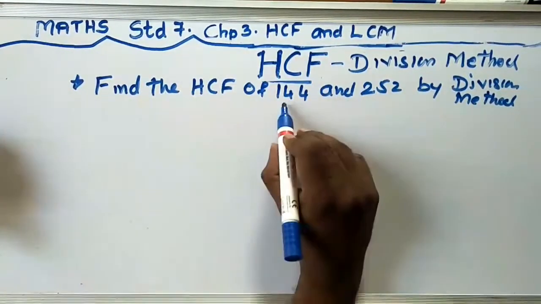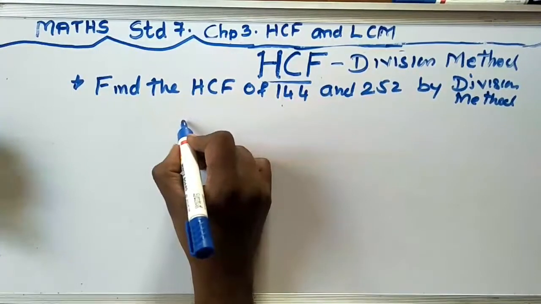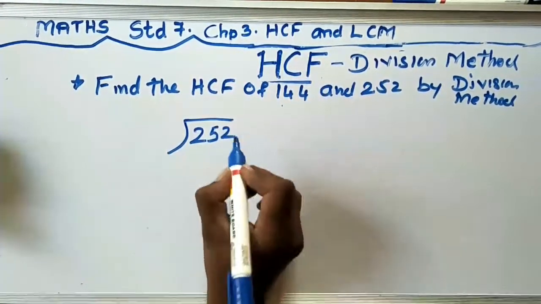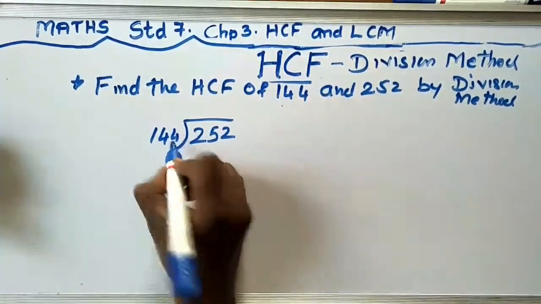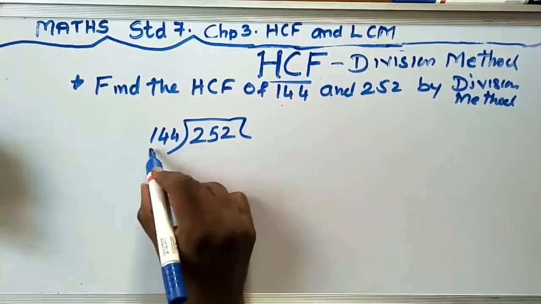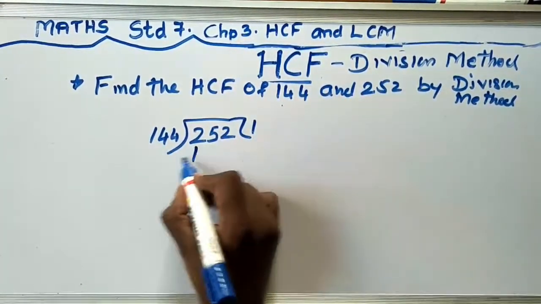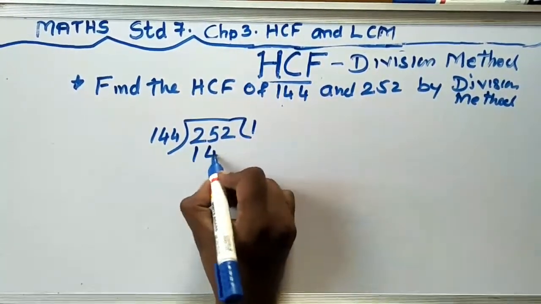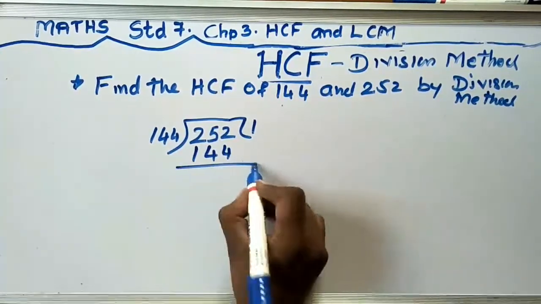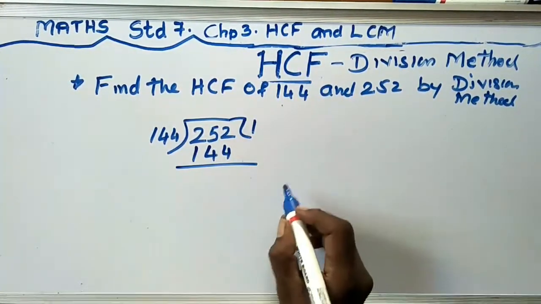Now how to do it by the division method? Which is greater, 144 or 252? 252 is greater. So when you divide, you write in this way. The greater number will be inside and the smaller number will be outside. So 252 divided by 144. 144 goes only one time. 144 ones are 144. Let us subtract. So when I subtract it, how much will I get?